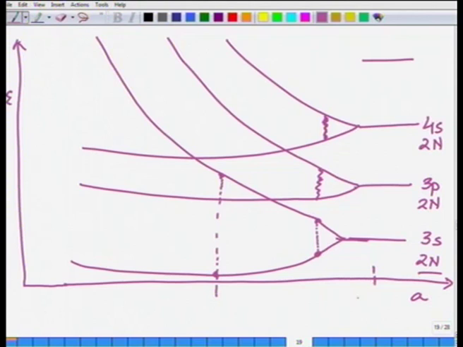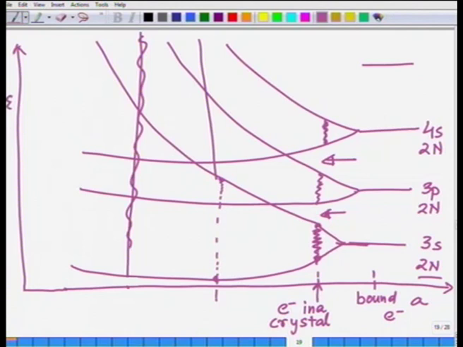At this value of the lattice parameter, I am in the situation of a bound electron. At this situation, we have electrons in a crystal: these are the allowed energies and there is a gap in energy. Whereas as I move here, in this region, this is a free electron, all values of energy are allowed, and there is no gap. So you can visualize physically where the band gap emerges. With this, let me close the lecture. Thank you.